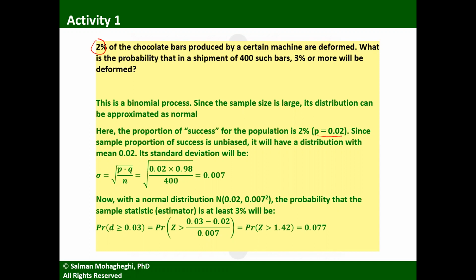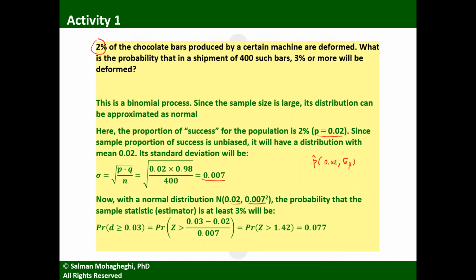Now, because sample proportion is unbiased, we can say that the sample proportion will have the same mean, 0.02, and a standard deviation. Now, what is that standard deviation? Square root of P times Q divided by N. 2% times 98% divided by 400, that would be 0.007. So the proportion of success for the sample will be normally distributed with mean 0.02 and variance of 0.007 to the power of 2.